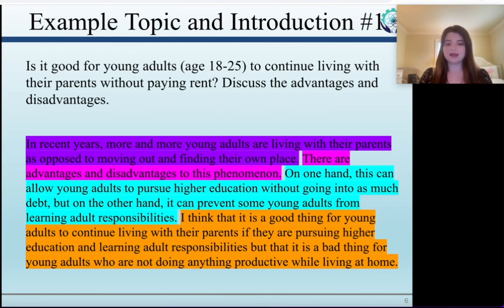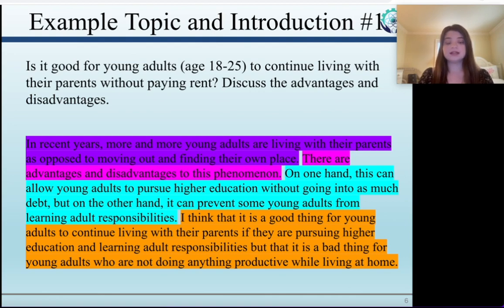Okay, so I'll read it one last time just to remind ourselves what our introduction said. Our introduction says, in recent years, more and more young adults are living with their parents as opposed to moving out and finding their own place. There are advantages and disadvantages to this phenomenon.